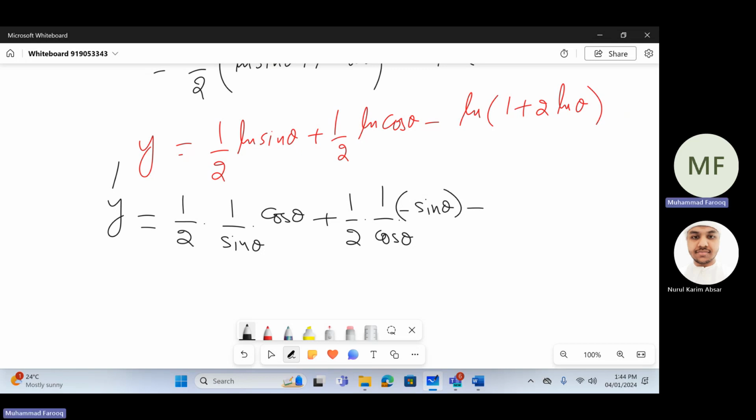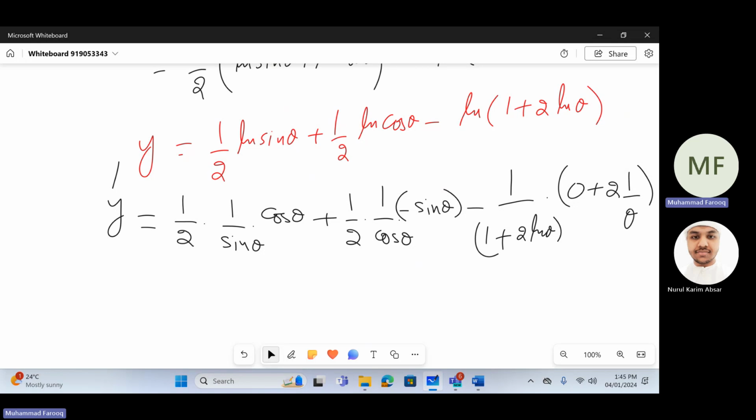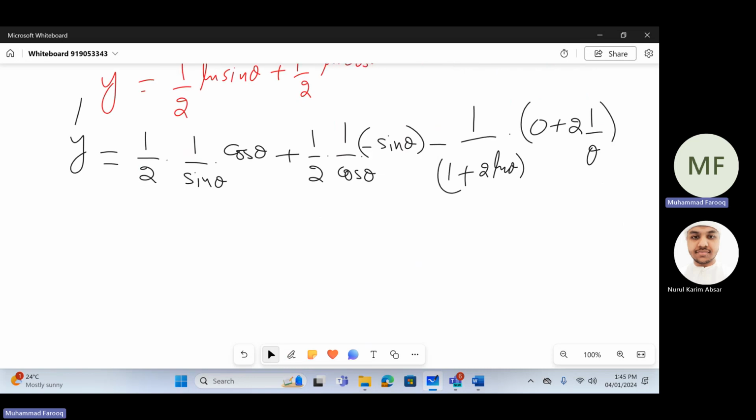Minus, now here, please, this is the argument: 1 plus 2 times ln theta. So 1 over the argument, which is 1 plus 2 ln theta, times the derivative of 1 plus 2 ln theta. So 1 is a constant, its derivative is 0. No need to write it, no problem. And next, it is 2 times ln theta, whose derivative is 1 over theta. So it is basically 2 over theta. Good. So let's take one more step to simplify this answer.